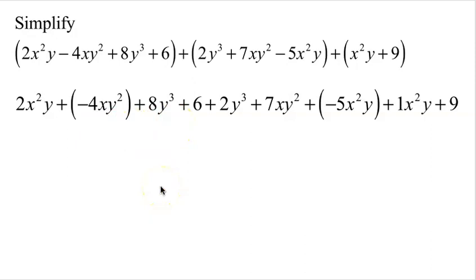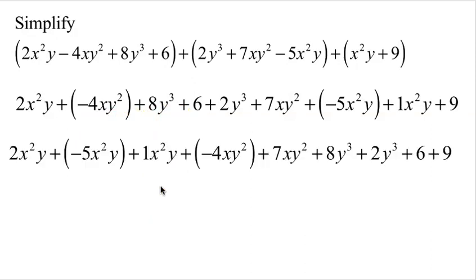So where are my like terms? What am I going to combine together? First off, the x squared y's. So I have 2x squared y here, negative 5x squared y here, 1x squared y here. So those are all the x squared y's. Next I went to the xy squareds. Here's an xy squared, here's an xy squared, only two xy squareds. Then we look for y cubed, 8y cubed here, 2y cubed there. And then the numbers 6 plus 9 here.